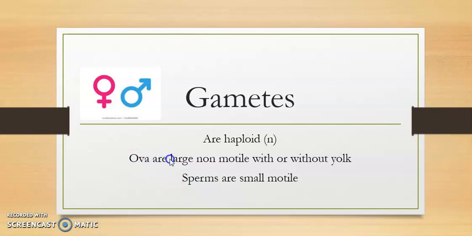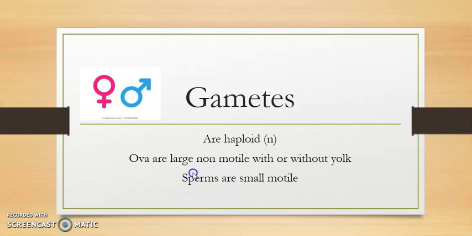Eggs are basically larger in size and non-motile. Non-motile means non-moving, with or without yolk. Yolk is present, but sometimes the yolk is absent. Yolk is present in birds, reptiles, amphibians and fishes, but it is absent in placental mammals, in which the placenta is present.